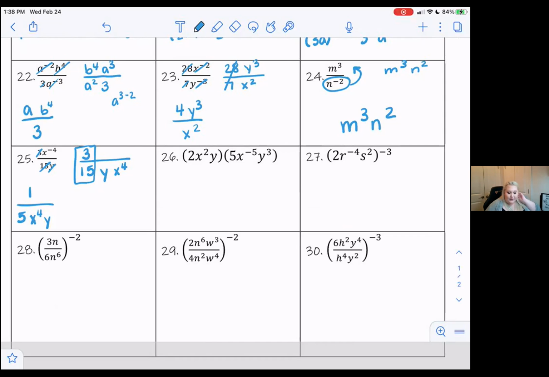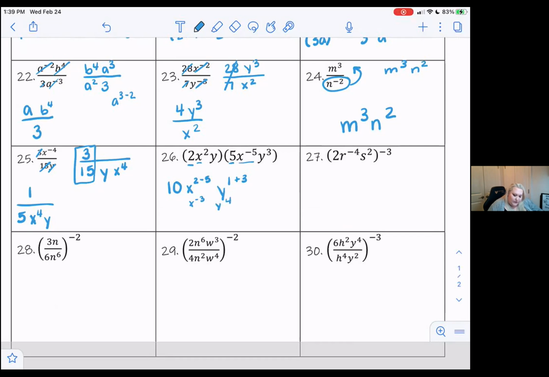For number 26, I'm going to multiply my constants or my coefficients first. A 2 times 5 gives me 10. X to the second minus 5, because that's a negative 5. Think about it as minus. So I'm going to write x to the second minus 5. Then I have a y to the first and a y to the third. Now I can do some quick math. X to the second minus 5 gives me x to the negative third. That means it's going to go on the bottom. Anytime it's a negative, it goes to the other side. Y to the first plus third would be y to the fourth.